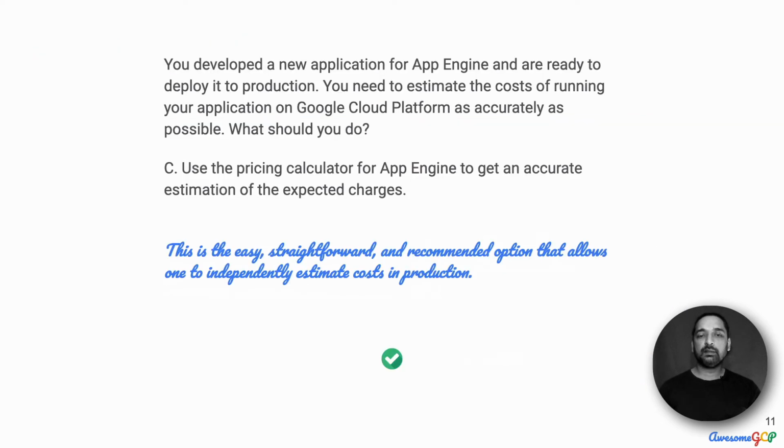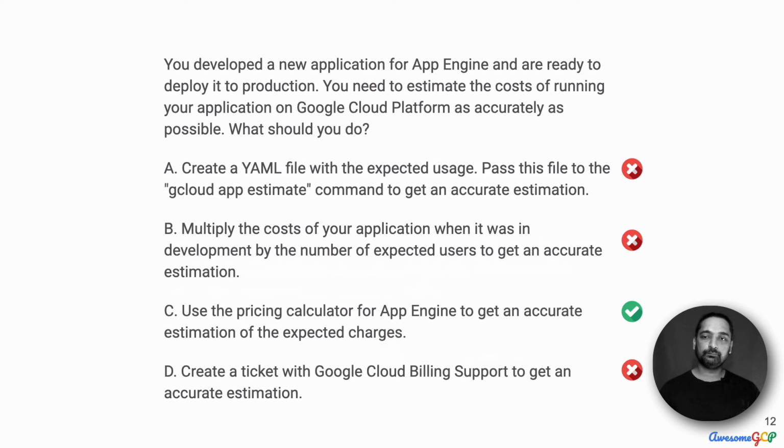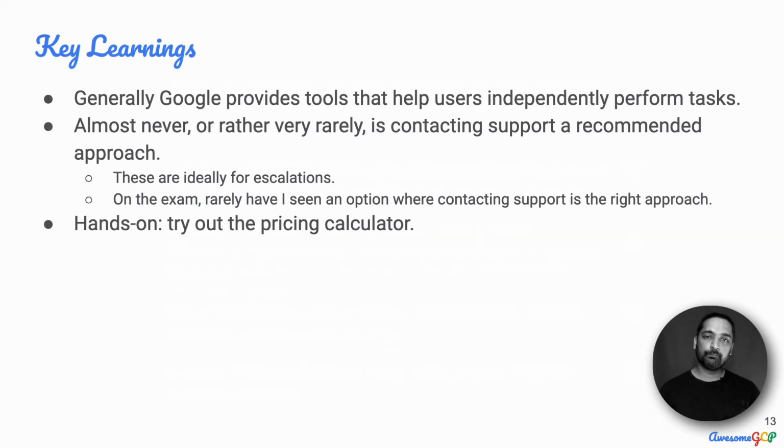So option C is easy, straightforward, is a built-in solution, and is the recommended option that allows you to independently estimate costs for what you should expect to see in deployment. That gives us option C as the right answer, and we can mark off all the rest as wrong.